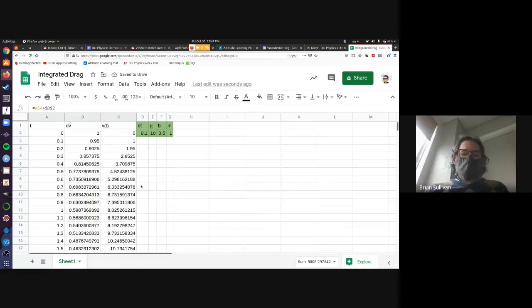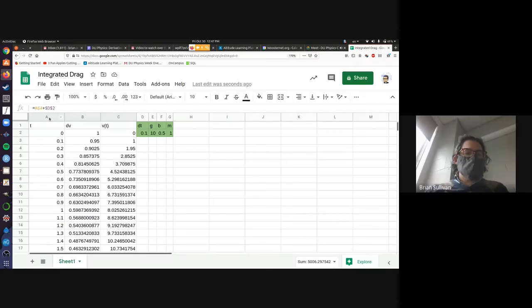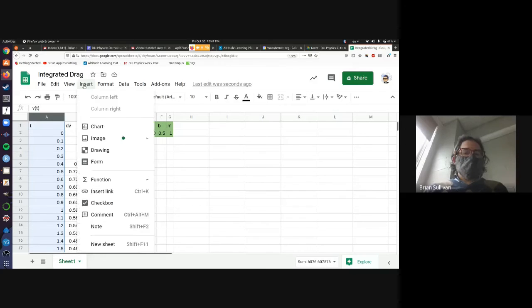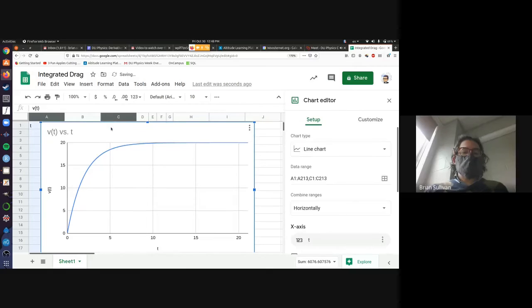What will it look like if I graph column A versus column C? Better look like that. Let's check it out. Slope of 10 to start, asymptote at VT, 20. Back to the sheet. I click in my capital A. I click in my capital C. I insert the chart. Don't you click on both of them at the same time?